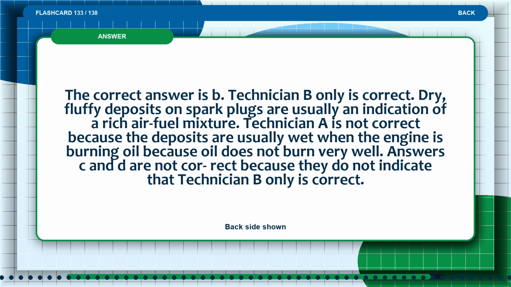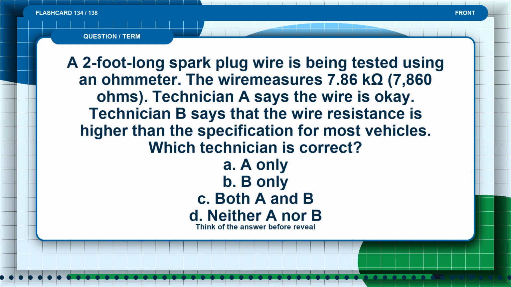Flashcard 134. A 2-foot-long spark plug wire is being tested using an ohmmeter. The wire measures 7.86 k ohms, 7,860 ohms. Technician A says the wire is okay. Technician B says that the wire resistance is higher than the specification for most vehicles. Which technician is correct? A only, B only, C both A and B, D neither A nor B. Pause and think of the answer before the reveal.